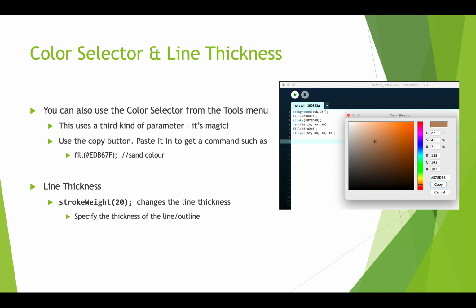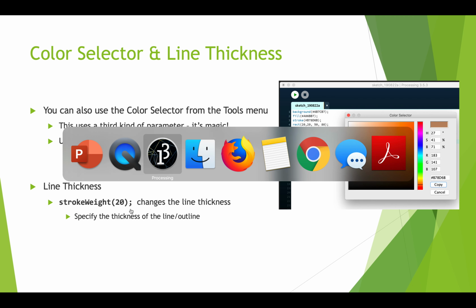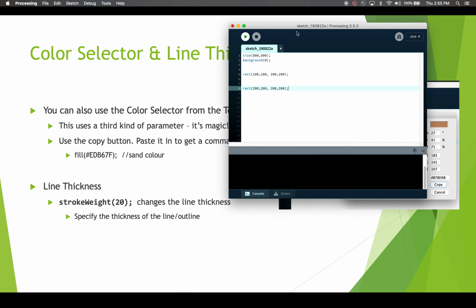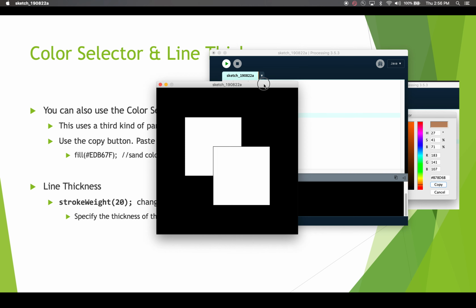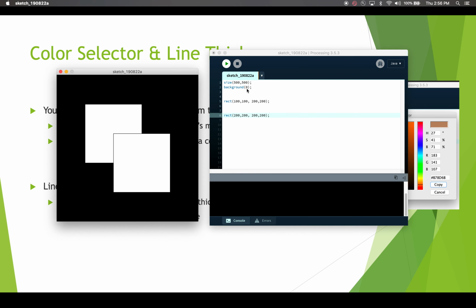All right, so let's get Processing up and see how this works. So here we have a Processing sketch, and it's not doing very much right now. Let's run it. It has a black background of 0, and it's got 2 rectangles. And if we don't specify anything, we get a line thickness, stroke weight of 1, stroke color of black, and fill color of white. Those are just the defaults, but we can change all of this.